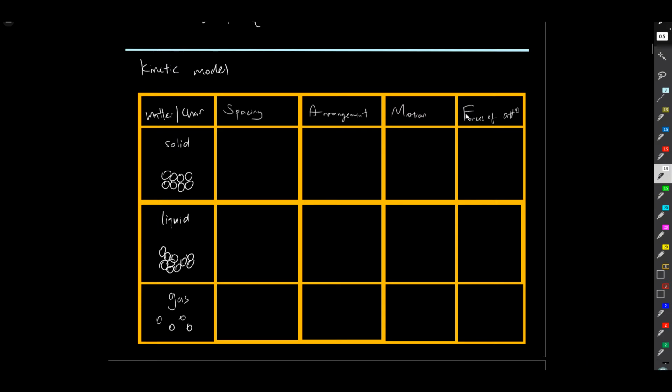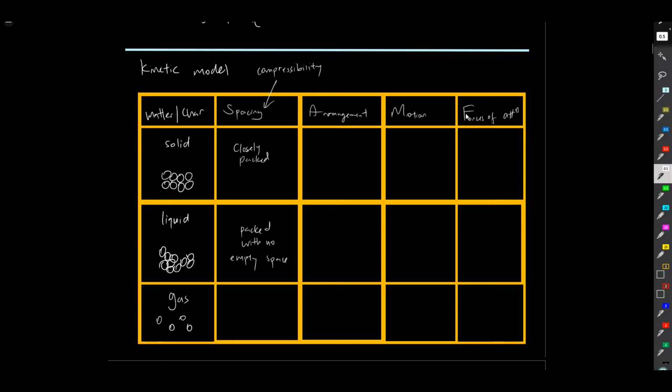Okay, so spacing for solid, they are closely packed. For liquid, they are still packed, with no empty spaces. So the spacing actually gives us the idea of compressibility. Because the way solid is packed, they are so closely packed, and the way liquid is packed, they are packed with no empty space.